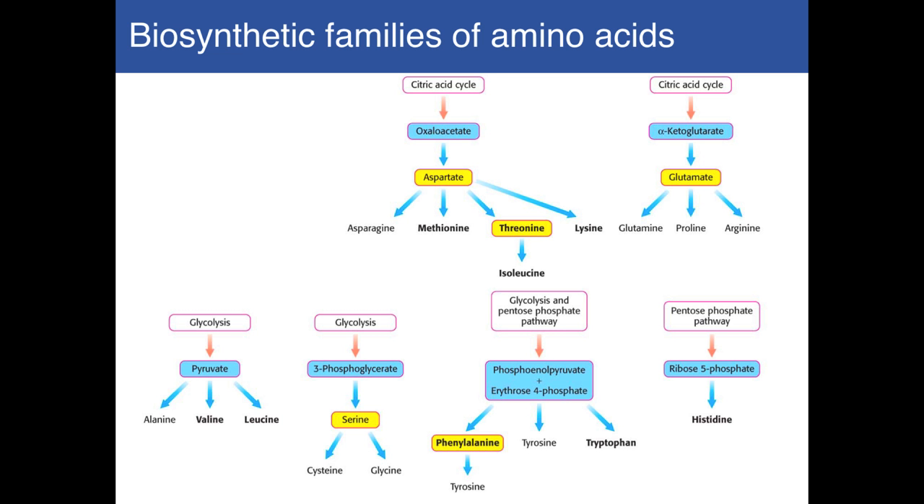So these carbon skeletons from our catabolic pathways provide intermediates, and that's the glycolytic pathway and the citric acid cycle, as well as the pentose phosphate pathway, or the pentose phosphate shunt, and those provide all the intermediates that we can then use to be metabolic precursors for amino acids.